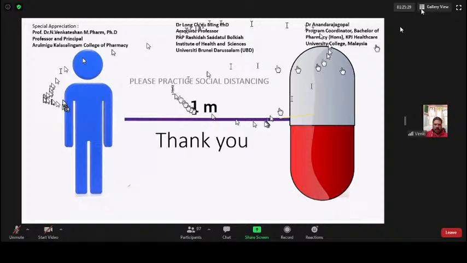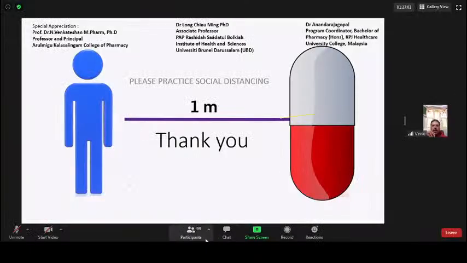Sir, I take this opportunity to convey my sincere thanks to Dr. Long and Anandarajagopal for kindly arranging this wonderful session, sir. Is Dr. Long here? Dr. Long is not here. Okay, Anand Rajagopal, convey my regards to Dr. Long. Sure. Actually, he entered, then immediately left because he has an urgent meeting.